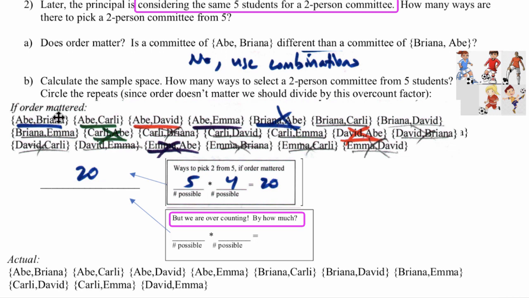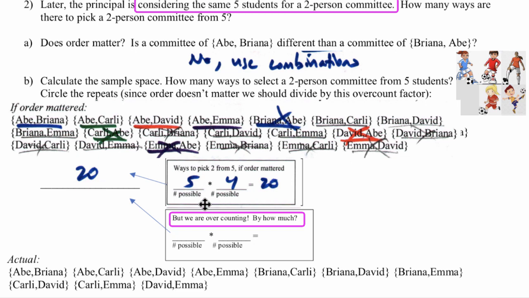Each one of these matches up to this. I want to count this as one thing. I want to count this as one thing. AD, I want to count the same as DA. And so basically, I want to divide by the factor that I'm overcounting. So if we think about it, the factor that I'm overcounting by is 2. Instead of 20, I want AB to count as BA.